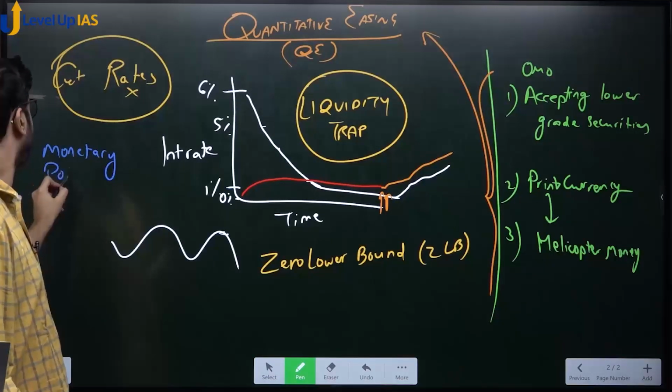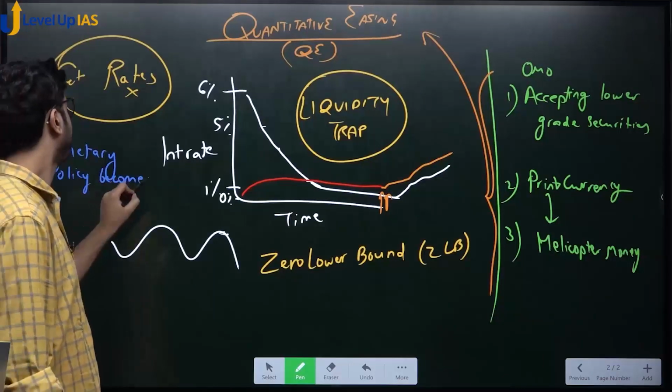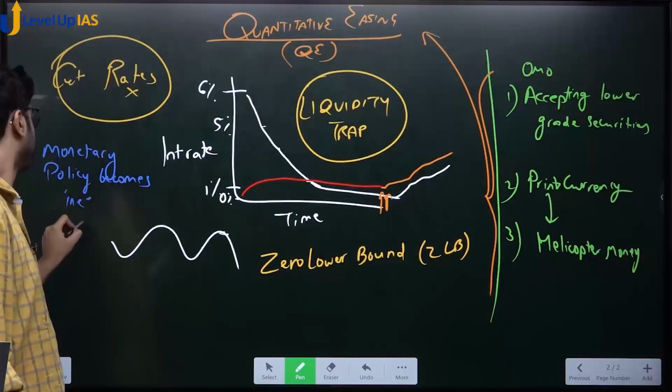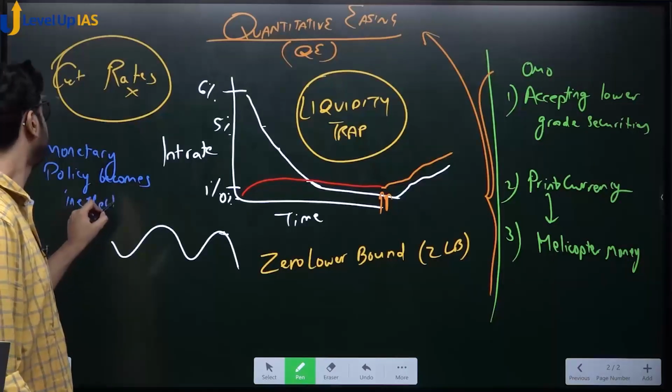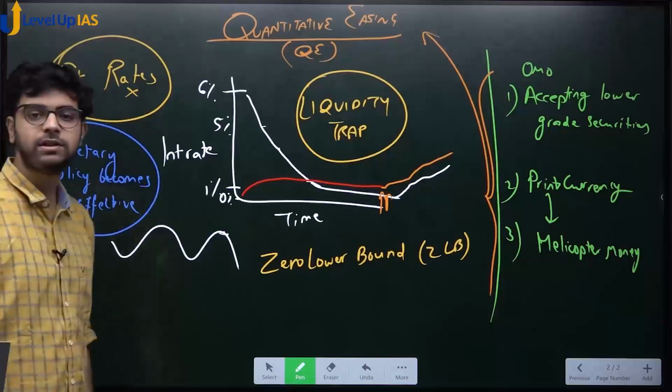Monetary policy becomes ineffective because rates are the main tool of monetary policy. So monetary policy becomes ineffective.